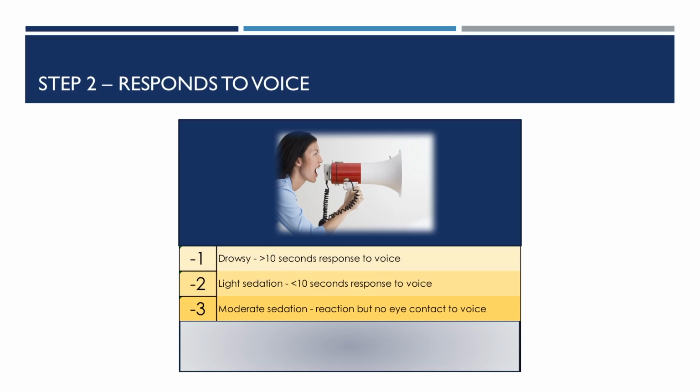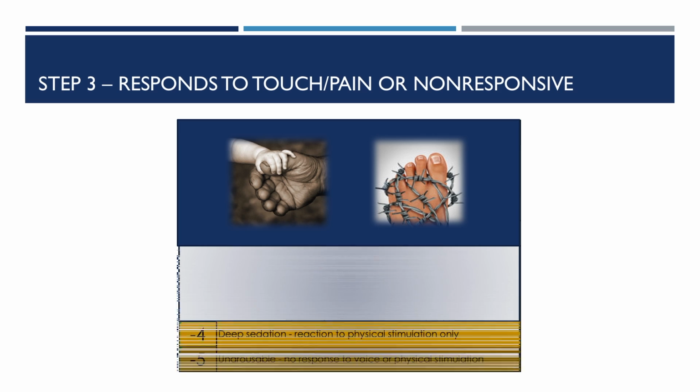The next would be -3, which the patient is moderately sedated and is able to respond to voice but has no eye contact. So you may say good morning and get a little response of a shoulder shrug or a leg movement, but they do not look at you. This is usually our target in the ICU. Next we have Step 3, which is where your patient responds to pain or is non-responsive. This is further divided into 2 categories. The first category is -4, where your patient is deeply sedated and reacts to physical stimulation only.